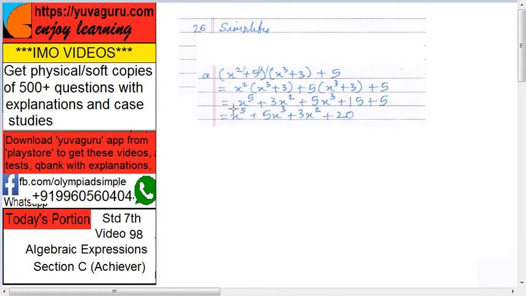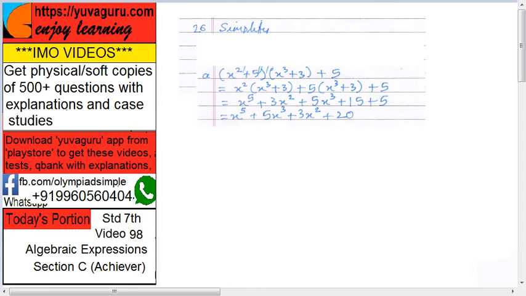Bring it in descending order. That's the always general term followed throughout the world. It's always in descending order. So x⁵ + 5x³ + 3x² + 20.